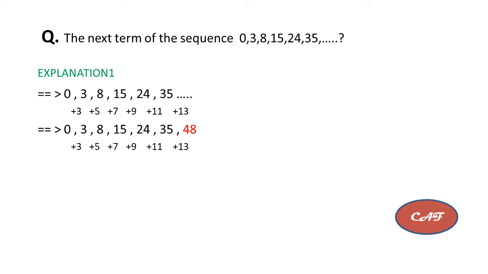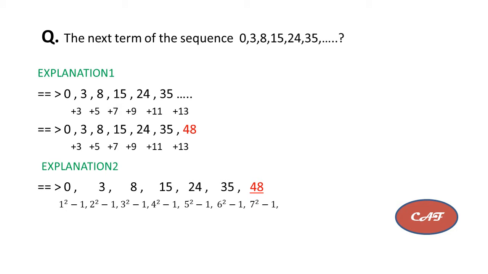Not only this method, we can follow another also. I am giving another method. See this, here 0 I can write as 1 square minus 1. For 3, I can write 2 square minus 1. For 8, 3 square minus 1. If you go on like this, for 35 you can write 6 square minus 1. The next number will be 7 square minus 1. 7 square minus 1 is 48. So the answer is 48.